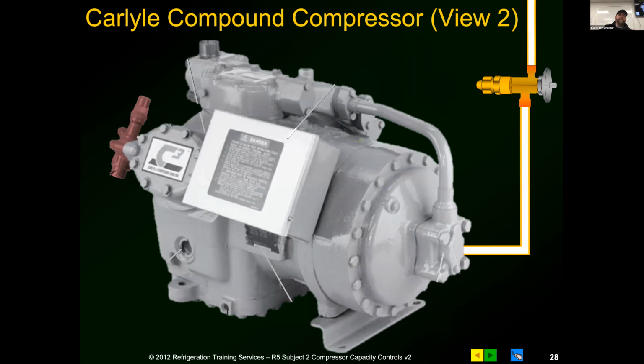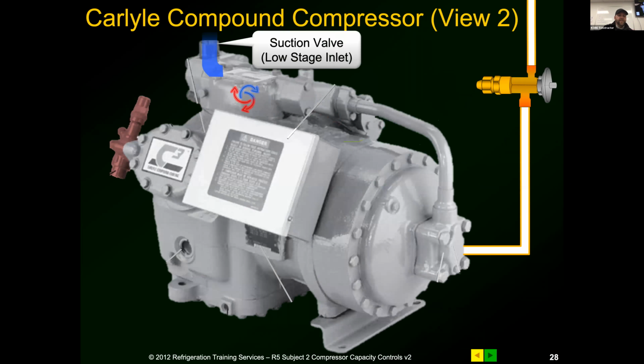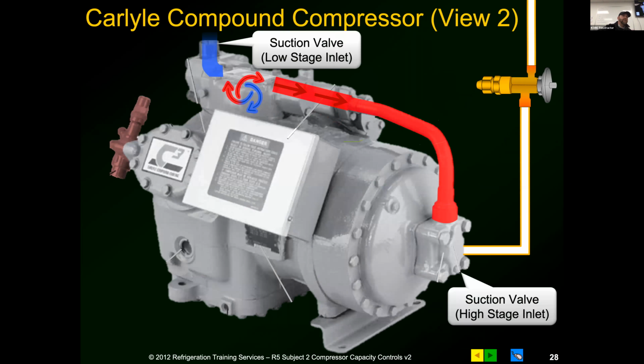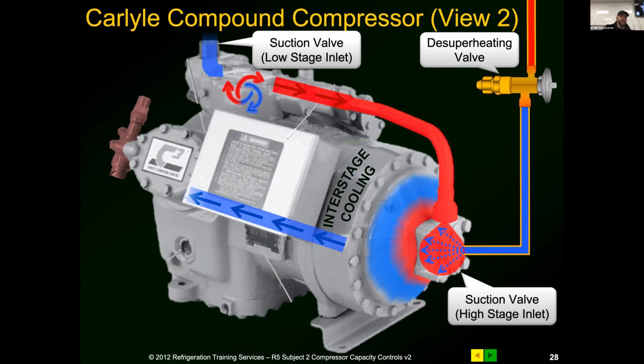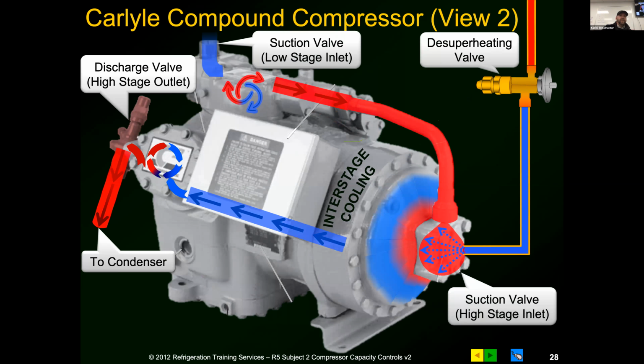Flip it around to the back. You'll see that's your desuperheating valve right there, tied into your inner stage. That's where it's mixing. So it goes into your inner stage and then compresses like a normal compressor. It comes up through the crankcase into that second stage or chamber inside the compressor with no external piping, and then discharges out your discharge valve.